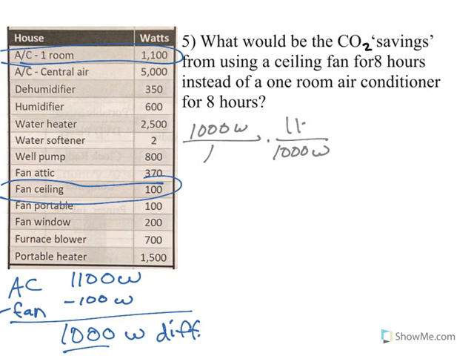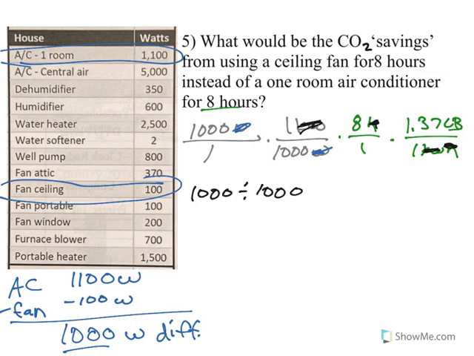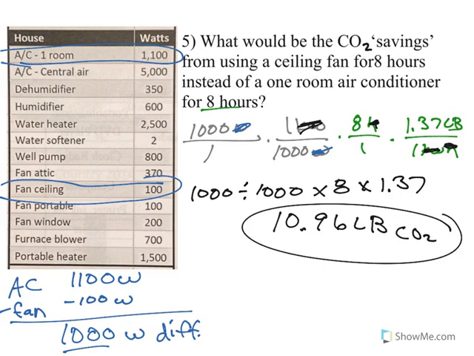So 1,000 watts is 1 kilowatt. That makes my watts go away. And I'm doing this for 8 hours. Then 1.37 pounds per 1 kilowatt hour. Kilowatts go away, hours go away, and I take 1,000 divided by 1,000 times 8 times 1.37, and I end up with 10.96 pounds of CO2 savings. Now, you could also do these each separately. You could find the CO2 for the fan, find the CO2 for the AC and subtract, and you would get the same thing, 10.96 pounds.